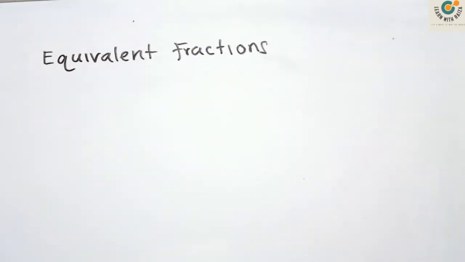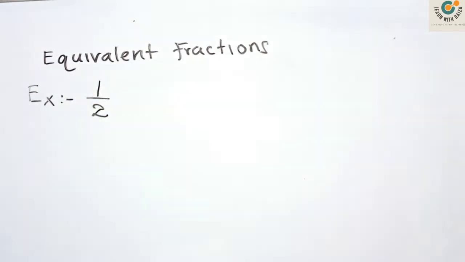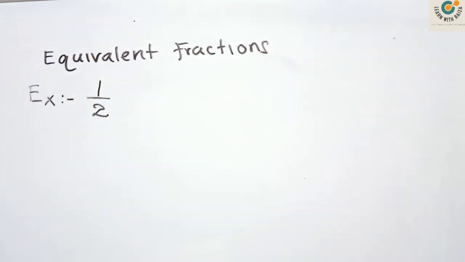Right. The next type of fraction is the equivalent fractions. The word itself gives you a hint. What are equivalent fractions? Simple example, I will take half. If I ask you, give me an equivalent fraction for half. Learn these two things. An equivalent fraction can be made by multiplying or dividing the numerator and the denominator of the given fraction by the same number. Did you understand?